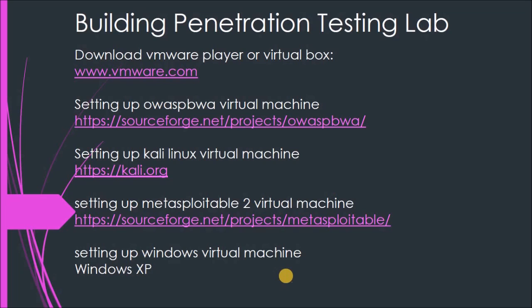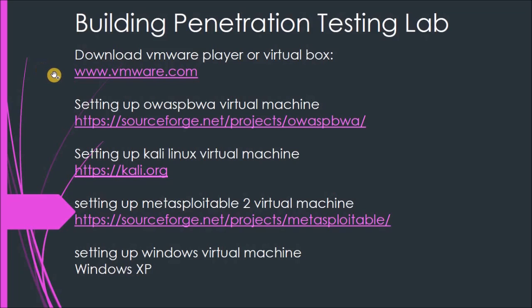So these are the programs and the virtual machines: VMware, Kali Linux, Windows XP or Windows 2008 server, and Metasploitable 2. All these programs must be installed in order to start our test. So at first, you need to install VMware or VirtualBox depending upon your choice, but I recommend to use VMware Workstation Player as this is free for home use.